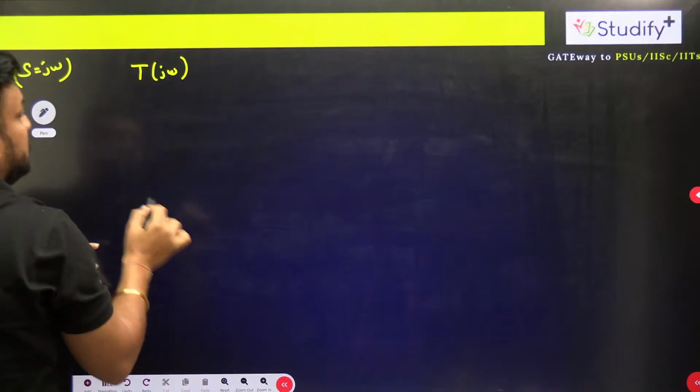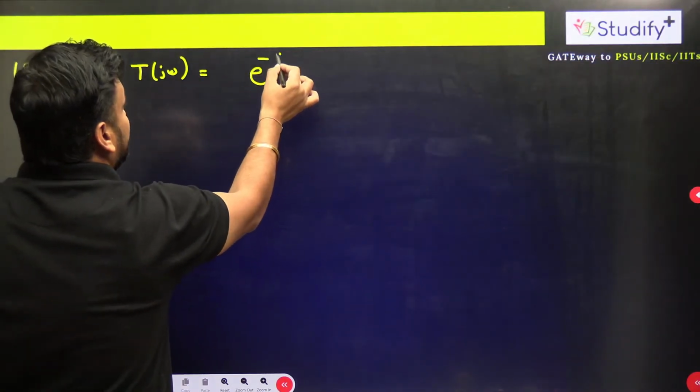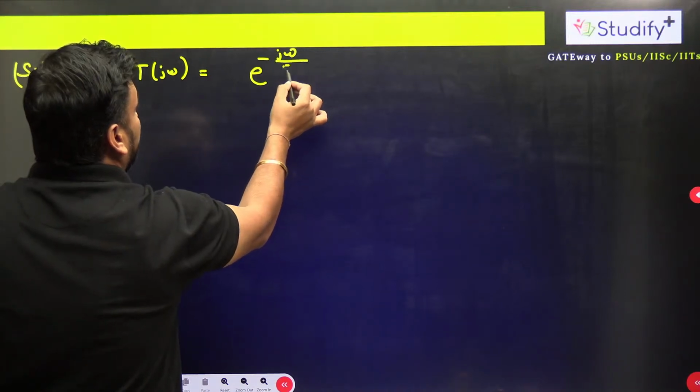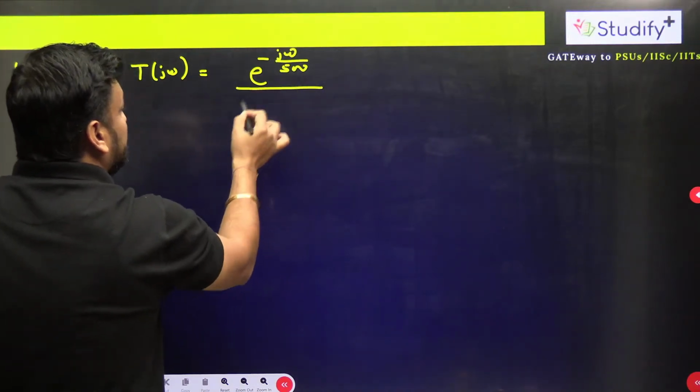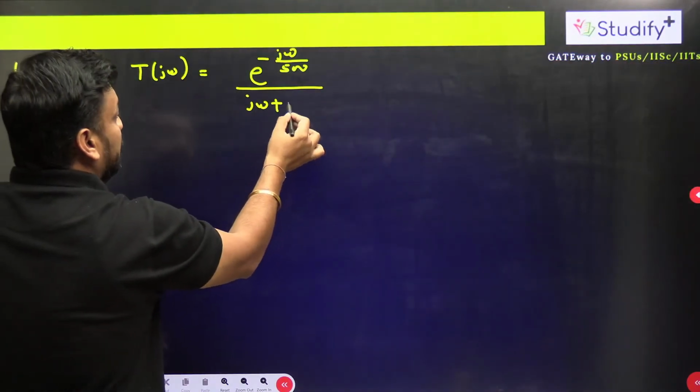Tell me, what was the transfer function? The transfer function was e to the power minus s upon s plus 500. In place of s, we are putting j omega. So in the numerator e to the power minus j omega, and in the denominator, in place of s, I am putting j omega plus 500.